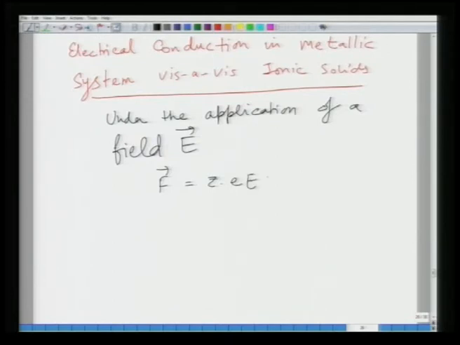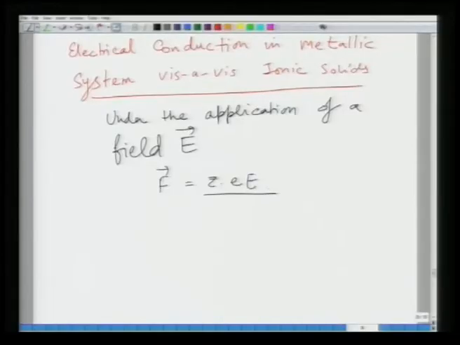Now, when you apply a force to an electron, it acquires a velocity. The question is, does it keep on accelerating, or is there something else which stops the electron from accelerating? When you apply a force, this force has to be balanced by the acceleration force. ZeE is equal to m_e dv by dt. So, this is the acceleration term.